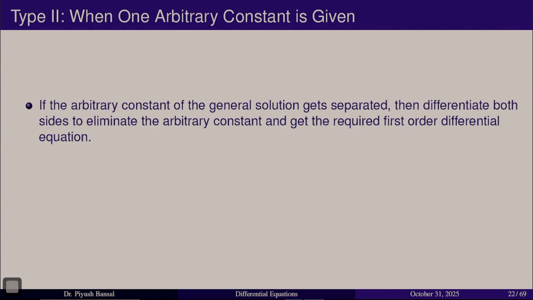Now, the second type is when one arbitrary constant is given to you. You have a general solution which contains one arbitrary constant, and you are supposed to find the differential equation involved here. These are the steps involved. If the arbitrary constant of the general solution can be separated, then just separate it out and differentiate on both sides, so that the derivative of that arbitrary constant will make it 0.